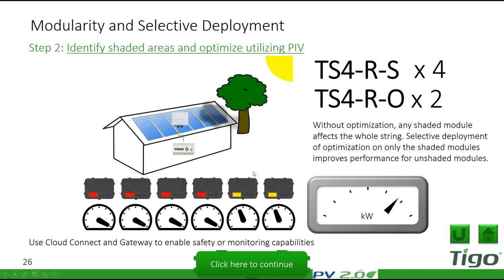And yes, the guideline here is that with selective deployment, you can mix and match covers. If you have a single string application like we see here, or a single string per MPPT, you can optimize only the shaded areas. You don't need to optimize everything.